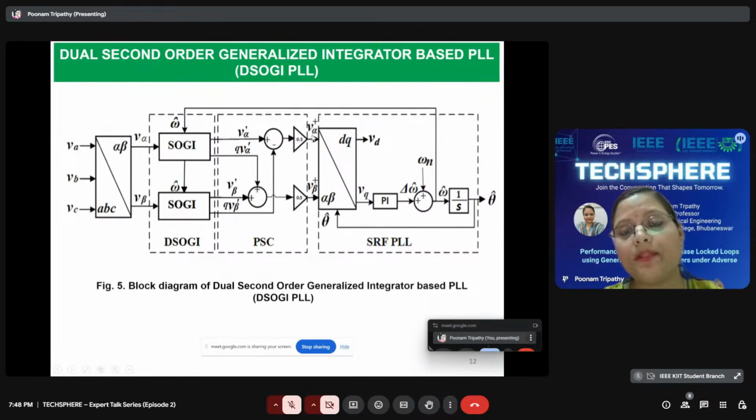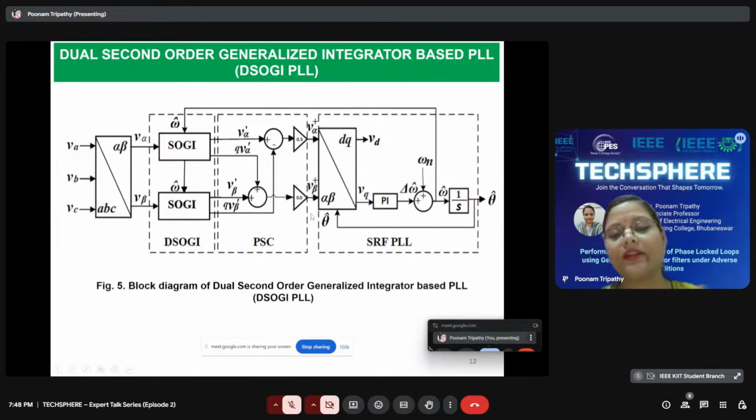So the V alpha plus can be obtained by multiplying 0.5 with the differential value of V alpha dash minus QV beta dash, and the fundamental frequency positive sequence component in the beta frame, that is V beta plus, can be obtained as 0.5 multiplied with QV alpha dash plus V beta dash.